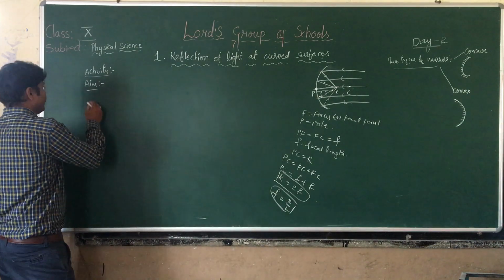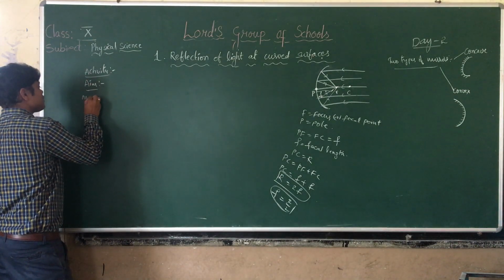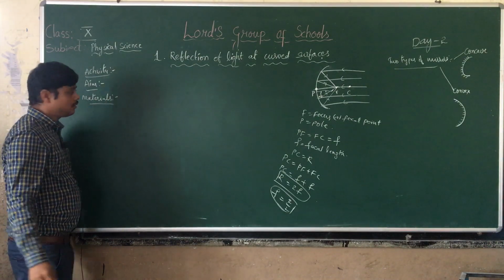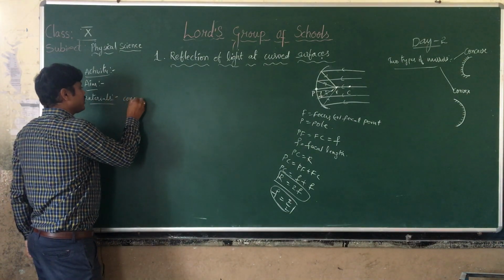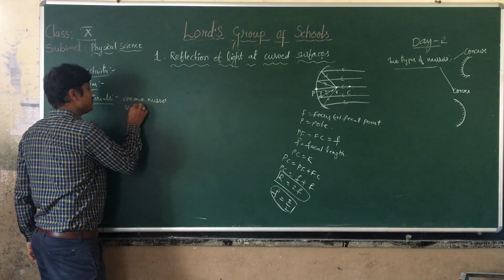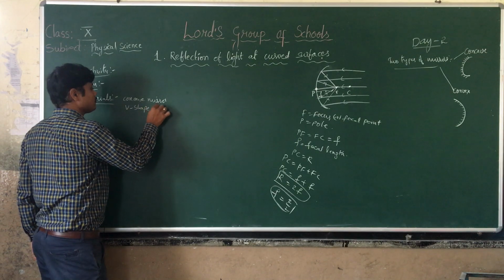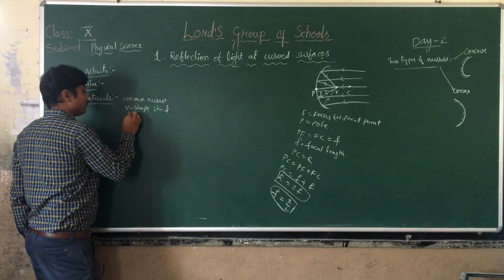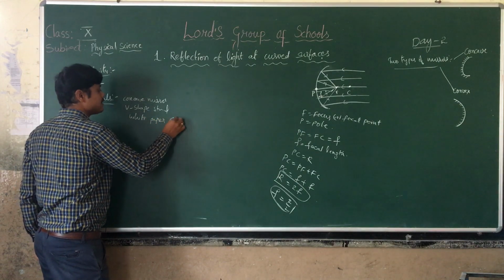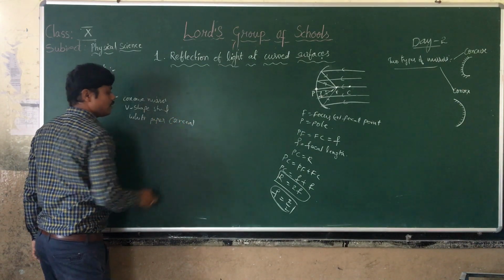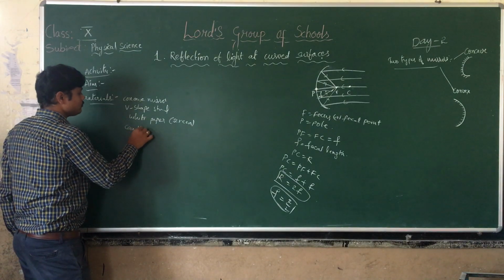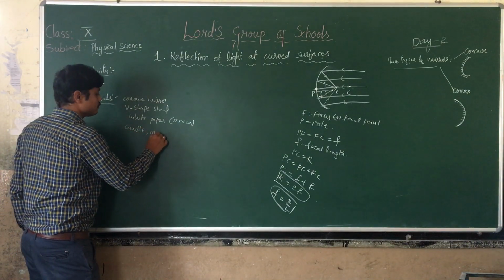That is the aim. Next one is materials. Materials required: a concave mirror, a V-shaped stand, a white paper which is acting as a screen here, a candle, and a meter scale.